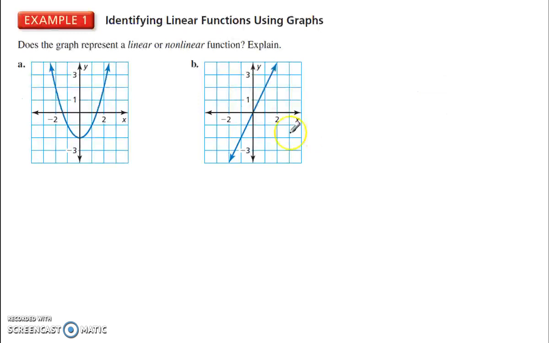All right, so knowing what we know, let's look at these examples. Is this a linear or non-linear function? Well, this is not a line, so it is non-linear. This is a line, so it is linear.